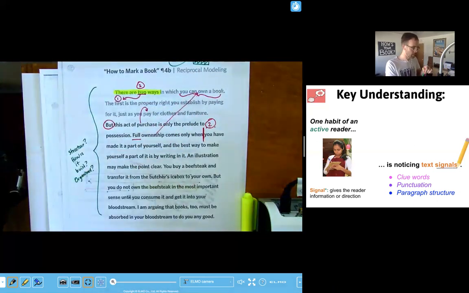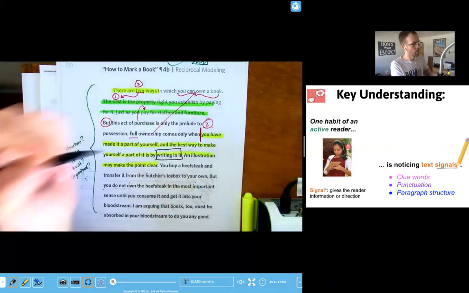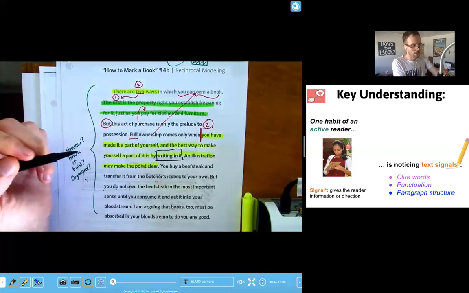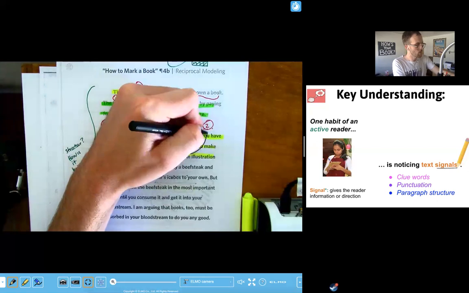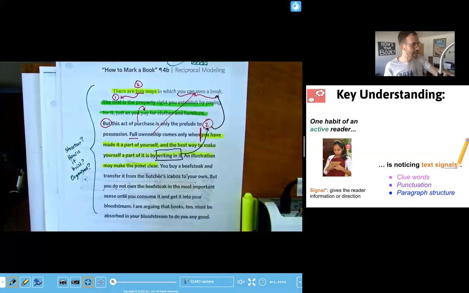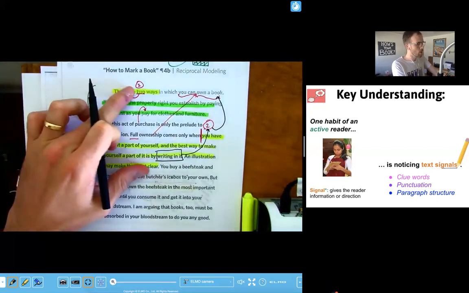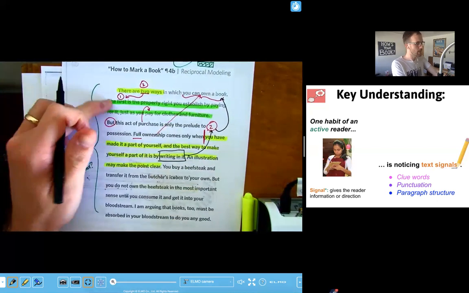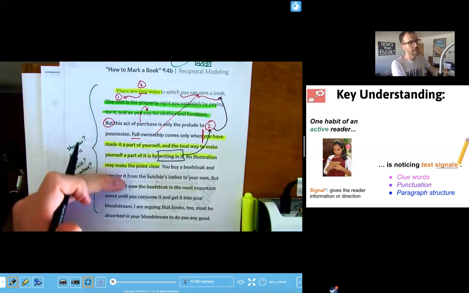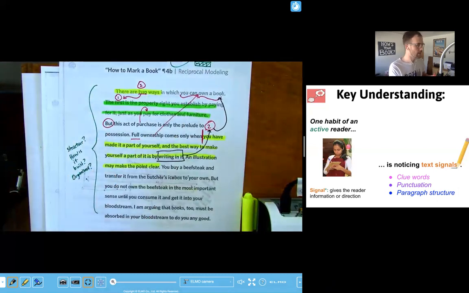So let me color code this to be a little bit clearer. You don't have to do this, but I just want to show you. So it seems as though Mortimer Adler thinks by writing in a book, this is the second way to own it. Now, do I take all of these notes every paragraph I read? No. But do my eyes go and dance between these details, and do they notice the structure inside of a paragraph? Yes, of course.